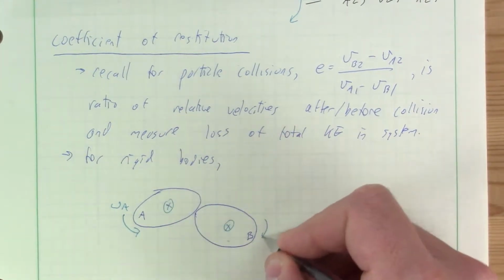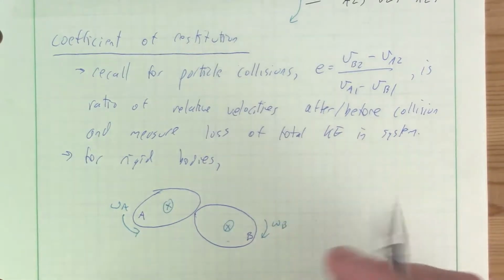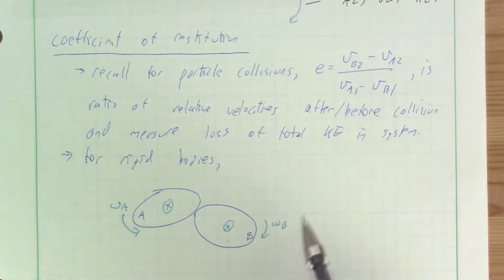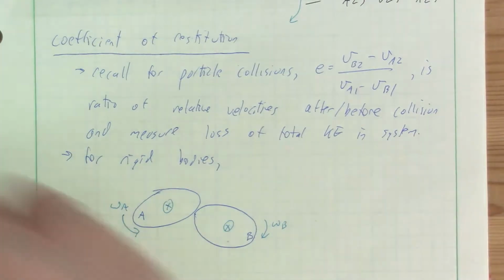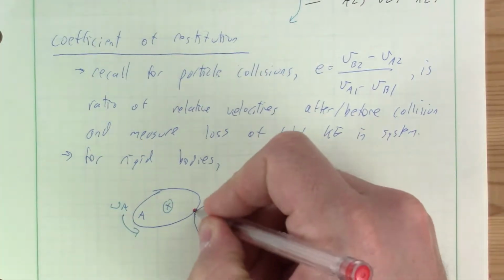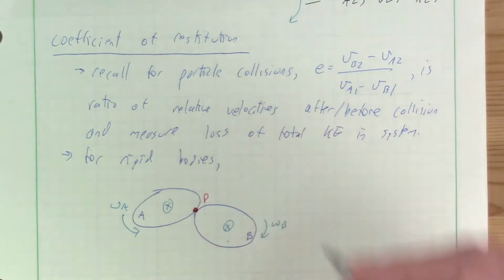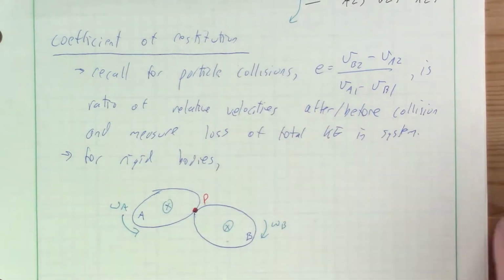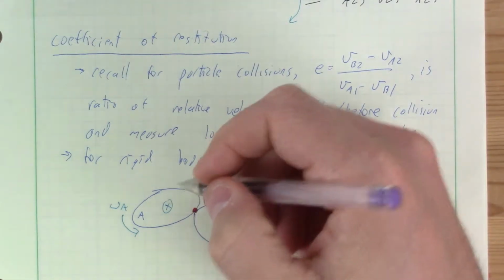And maybe this one's rotating backwards. Well, not backwards, just in the negative k hat direction, so into the page as the axis based on our right-hand rule. And right here at the point of contact, we'll call that point P. Okay? Well, at this instant, so let's do right after the collision. Let's say they're rebounding at this point.